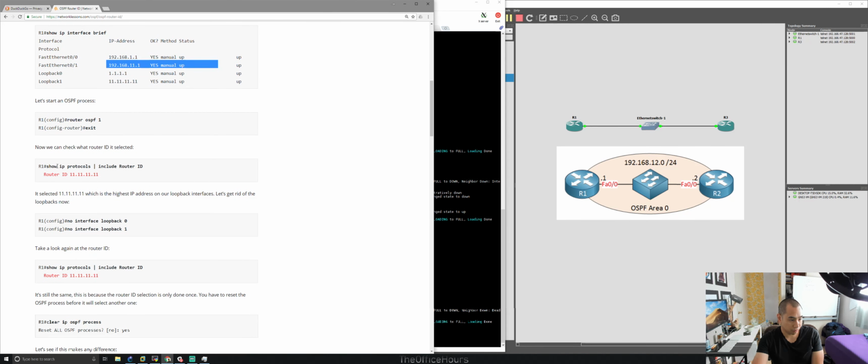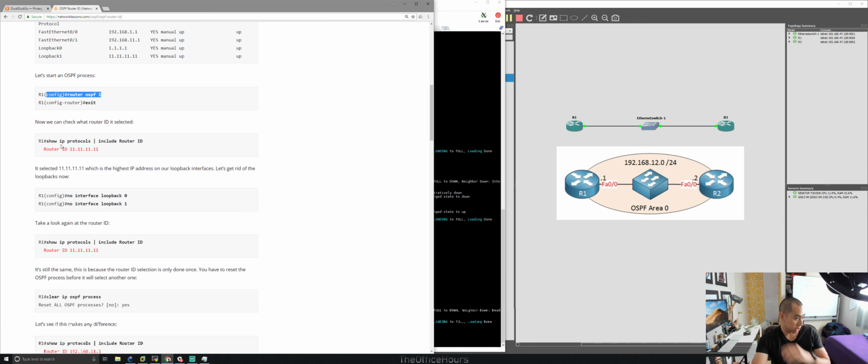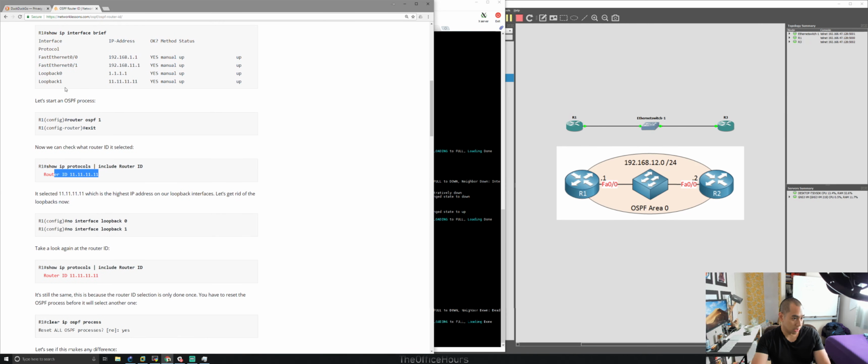So the author configures OSPF without any configurations, no network commands, and when he does a show command to check the router ID with show ip protocols, we'll see that the loopback 1 IP address becomes the router ID because it's the highest.